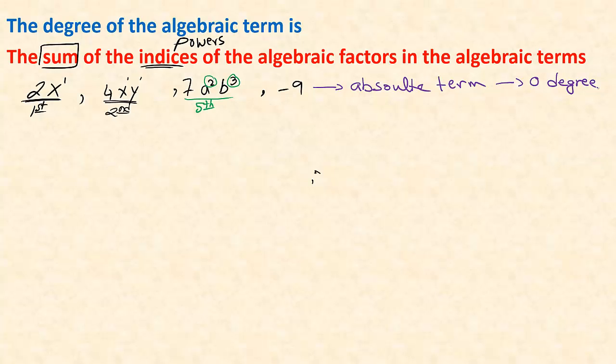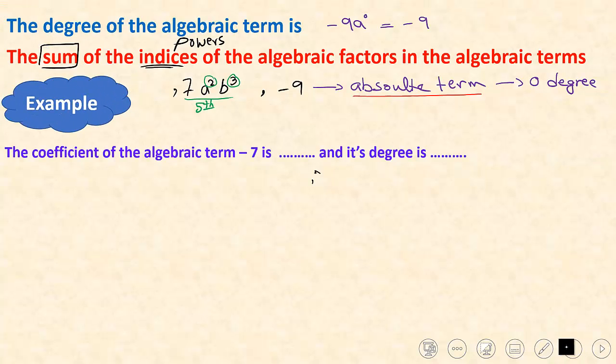Why? Simply because, for example, negative 9 can be negative 9a to the power of 0, right? And still it's going to be equal to negative 9. So here, yes, I have an algebraic factor, but it's to the power of 0, and that's why it's not written, because anything to the power of 0 is equal to 1. So when I find again a term containing only a numerical factor, it's called an absolute term, and any absolute term has a 0 degree. Let's go now and have more examples.